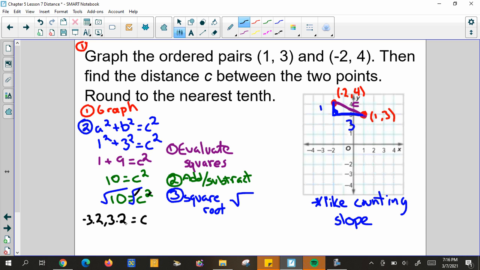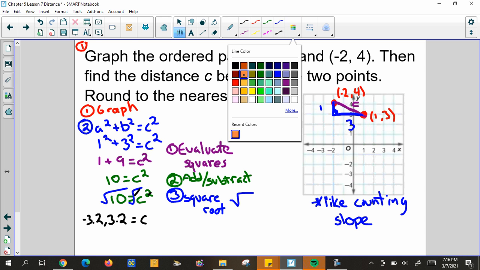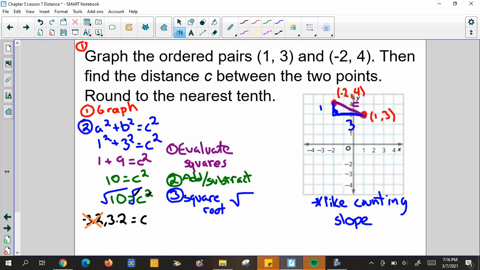And recall, we're only going to keep the positive. So in this case, the distance between the 2 points would be 3.2 units. We don't know what specific kind of units, so we call the block on the graph units.